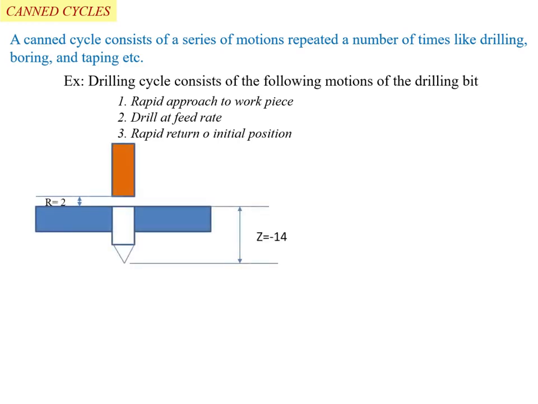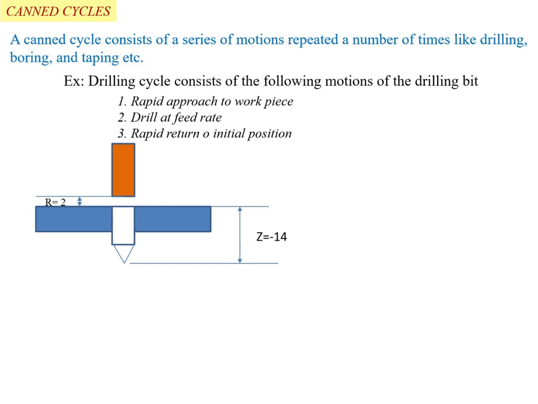In drilling operations, we have repeated motions. First, the tool moves rapidly to the drilling location, and next it performs the drilling operation at a feed rate, meaning the tool goes to full depth in the workpiece. And next, the tool moves rapidly back to its initial position. These three are the repeated operations. For these three repeated motions, we are using a canned cycle code.